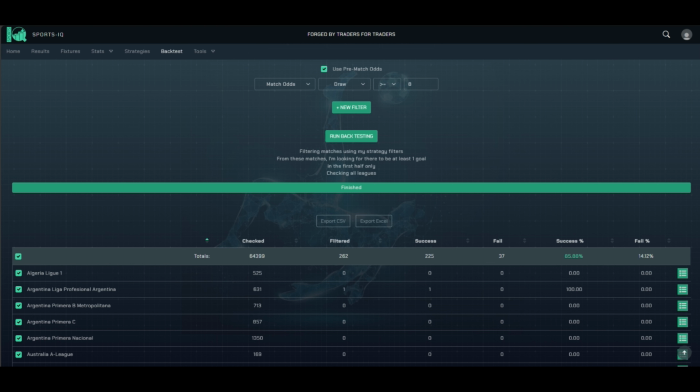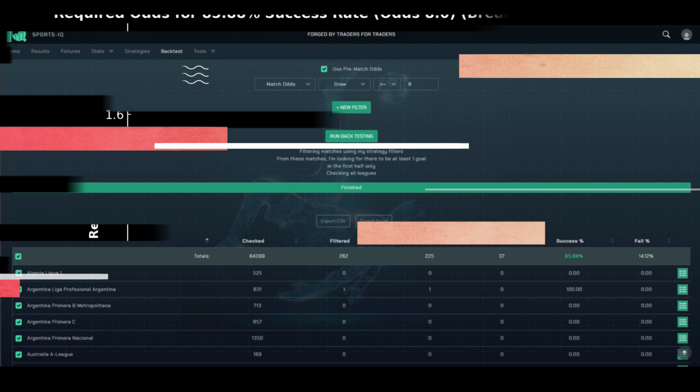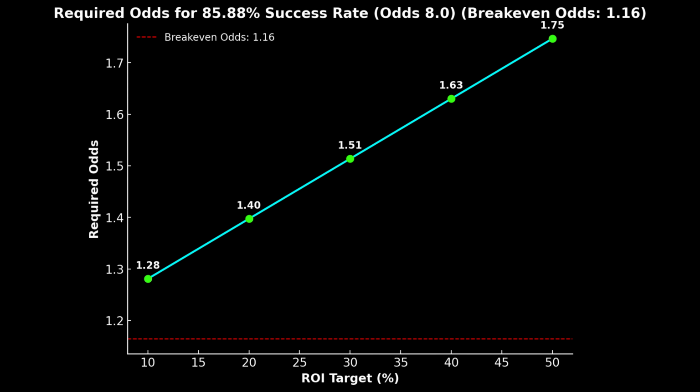So with 225 trades with a goal in the first half and 37 trades with no goals, at this success rate, our break-even odds dropped even further to 1.16. Entering the market at these odds means we're able to maximise returns with minimal risk, achieving a high probability of success and profitability. So what does this all mean for the halftime hustle?